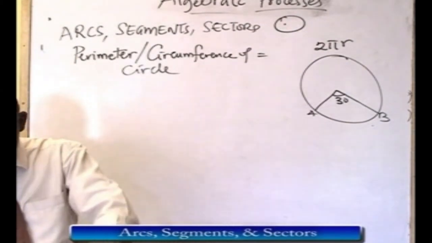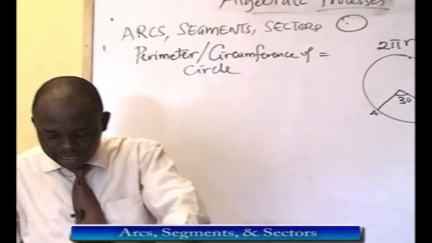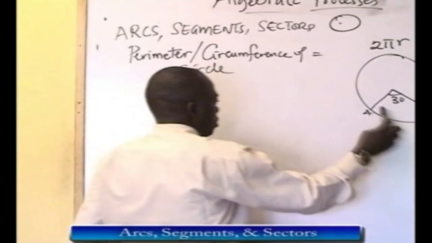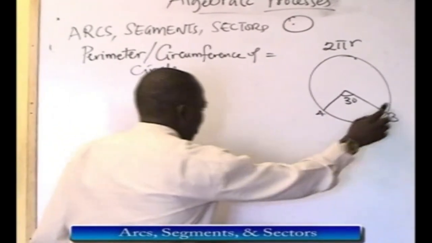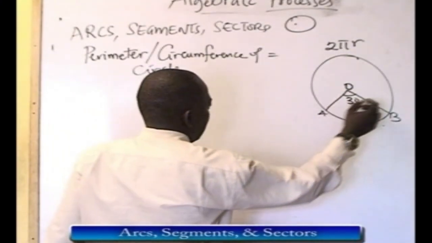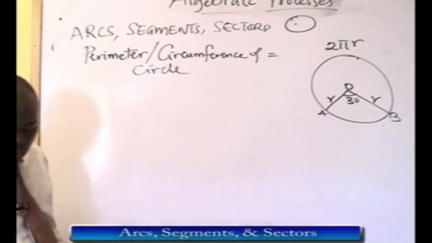Again, a sector is a combination of an arc and the two straight lines joined at the center. A sector is when you take into consideration the space there, but the arc is just a part of a circle. This is usually the center, and this is the radii. The two of them radii, single one radius.